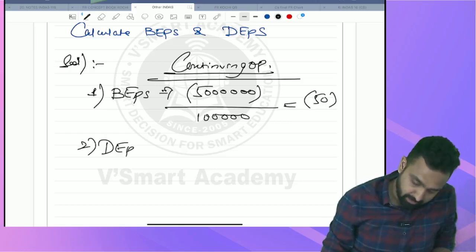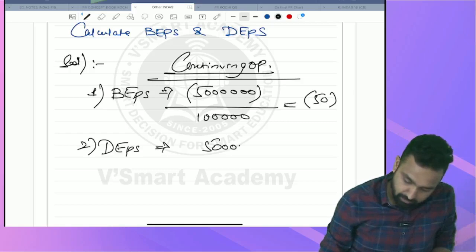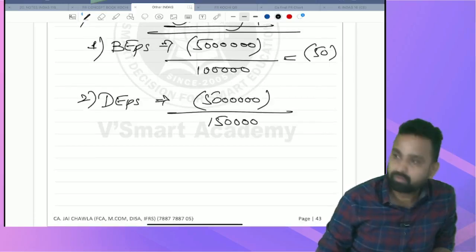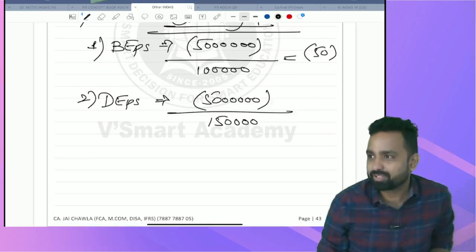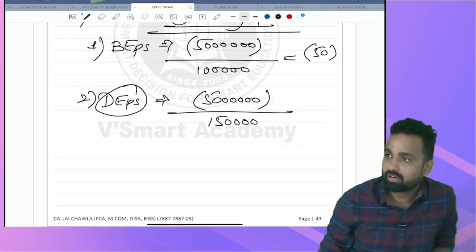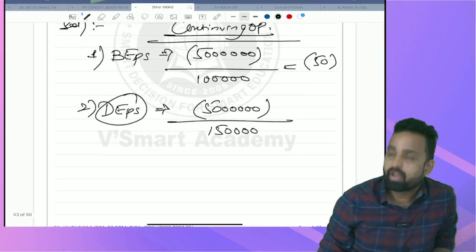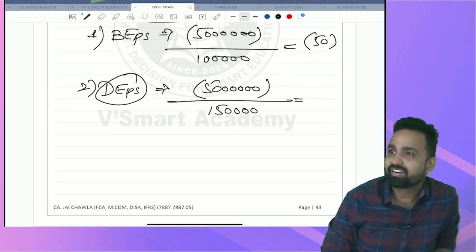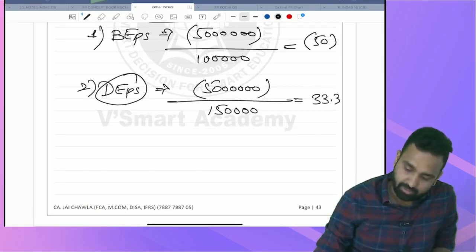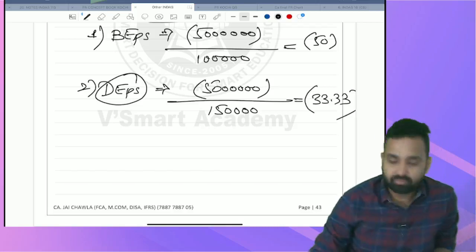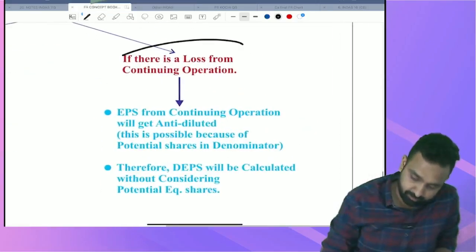Second, diluted EPS. Minus 50 lakhs divided by 1 lakh 50 thousand. Just use 150 first. It is written, but I'm making some mistakes intentionally. Do it. Minus 33 point something. What can you see? Anti-dilution.